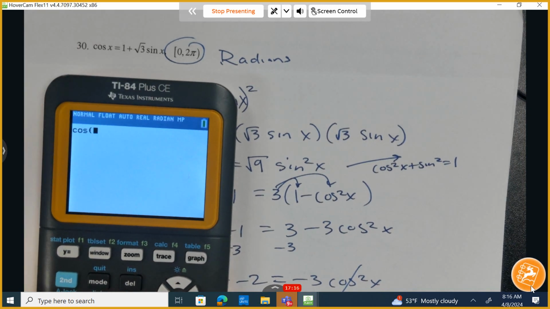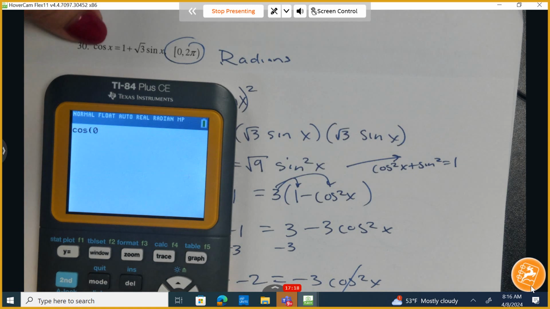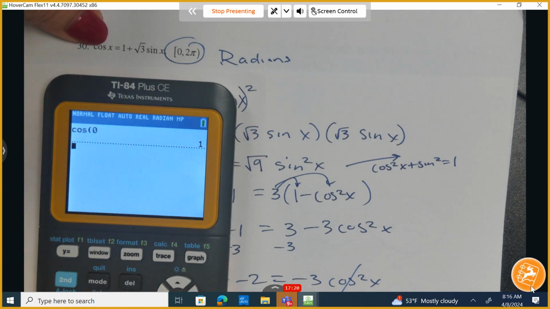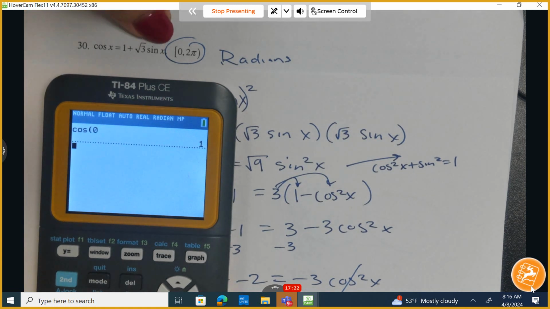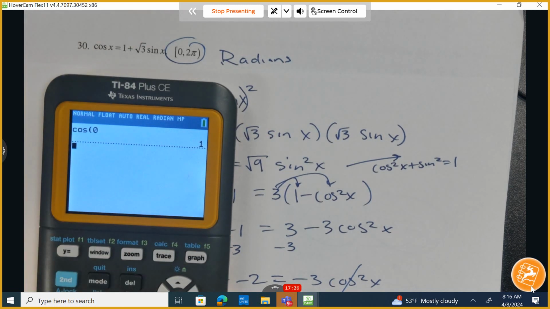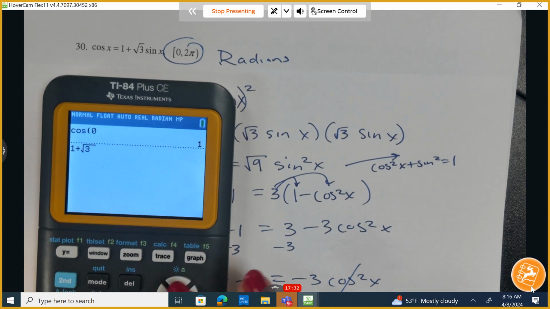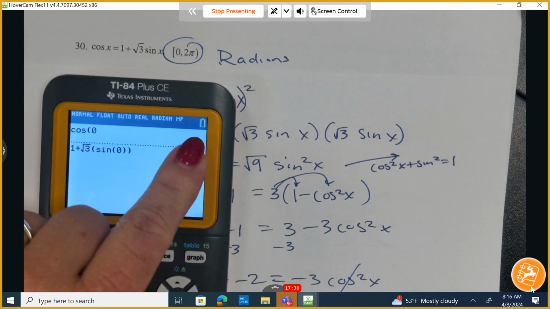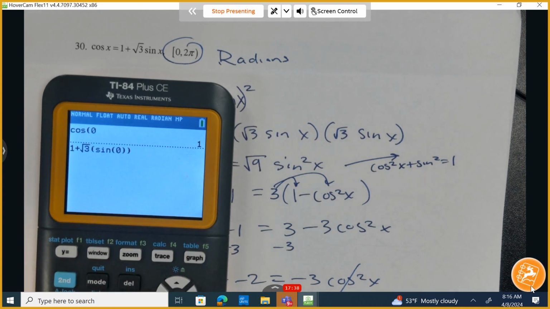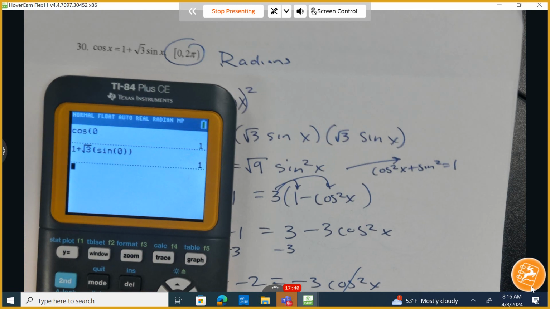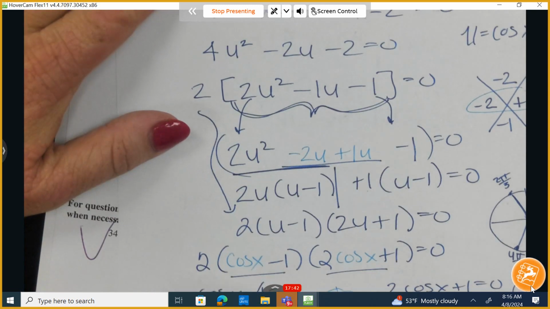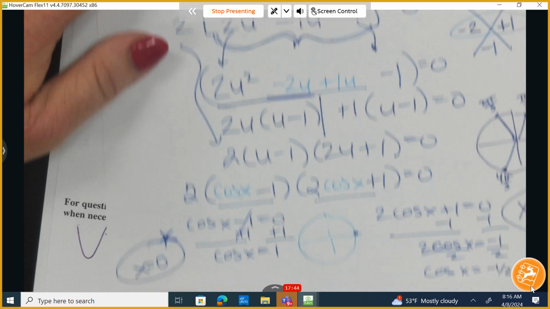So I'm going to try the cosine of 0. The left-hand side equals 1. When I plug in 0 to the right-hand side and do the math, it must also equal 1. So I have 1 plus the square root of 3, and then behind that, I'm going to take the sine of 0. This better equal 1. If it does, I know that the tentative answer of 0 is now a solution. It equals 1. So this is, in fact, a solution.